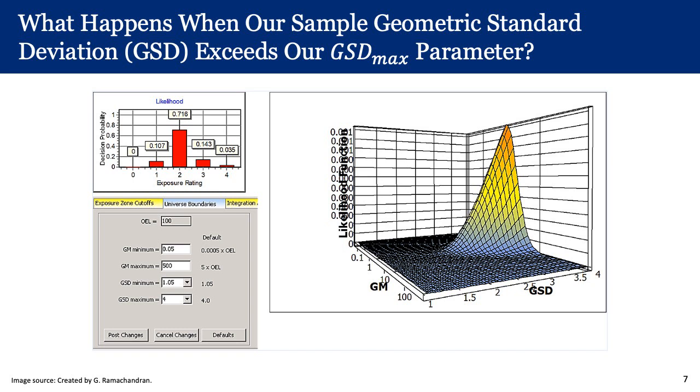On the right-hand side, I'm showing you the parameter space for the likelihood function corresponding to these 3 data points. And you can see the peak of this rising, and it looks like the peak is going to be well beyond our GSD of 4. And so the peak of this distribution for the likelihood function is well beyond our parameter space. And clearly that's not really desirable. So our GSD is exceeding our GSD max.